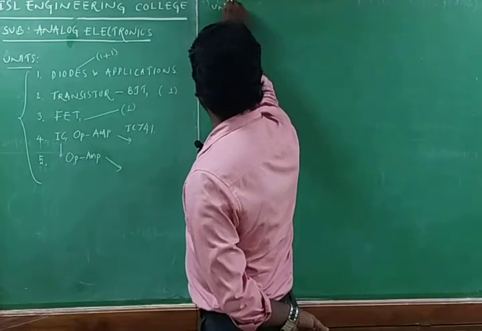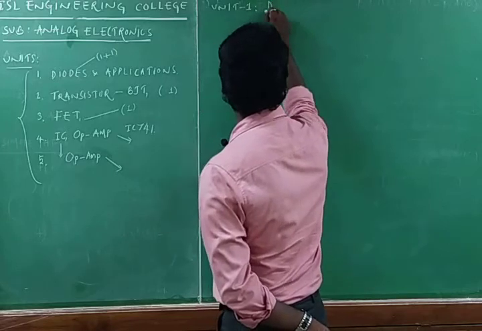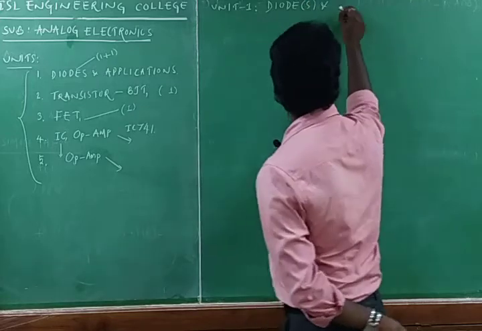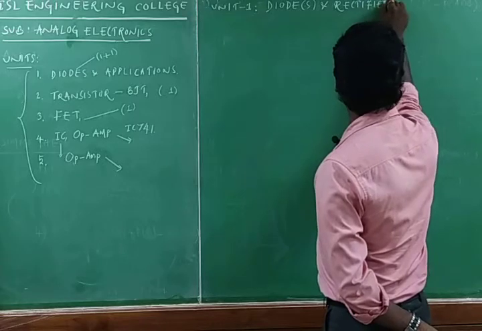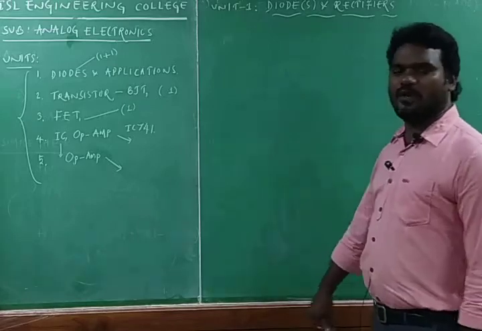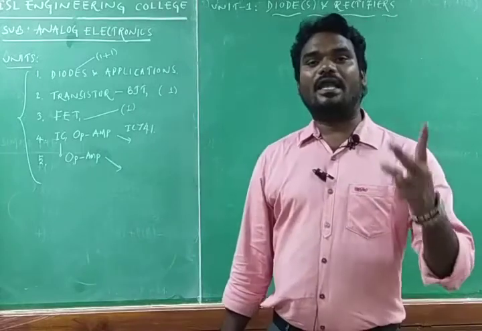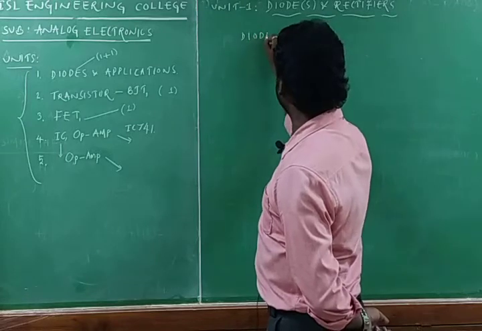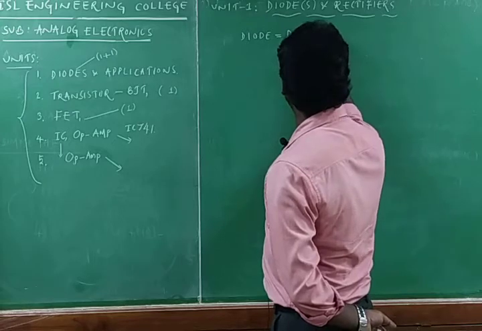I am going to talk about unit 1. It is diodes and rectifiers. In short, I will explain what is a diode and what is a rectifier. Diode stands for die plus electrode.